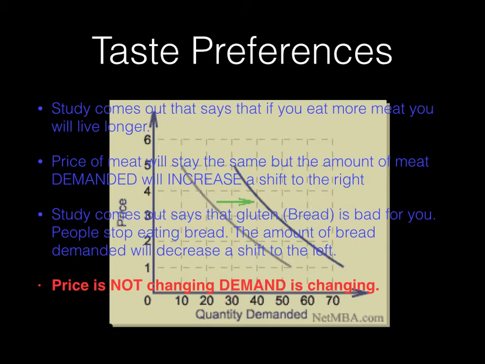So price of meat will stay the same, but the amount of meat demanded will increase, and that's a shift to the right. But the opposite can also be true, right? A study comes out that says gluten, everybody's on this gluten-free diet right now, which is basically don't eat bread, don't eat corn, that sort of thing.